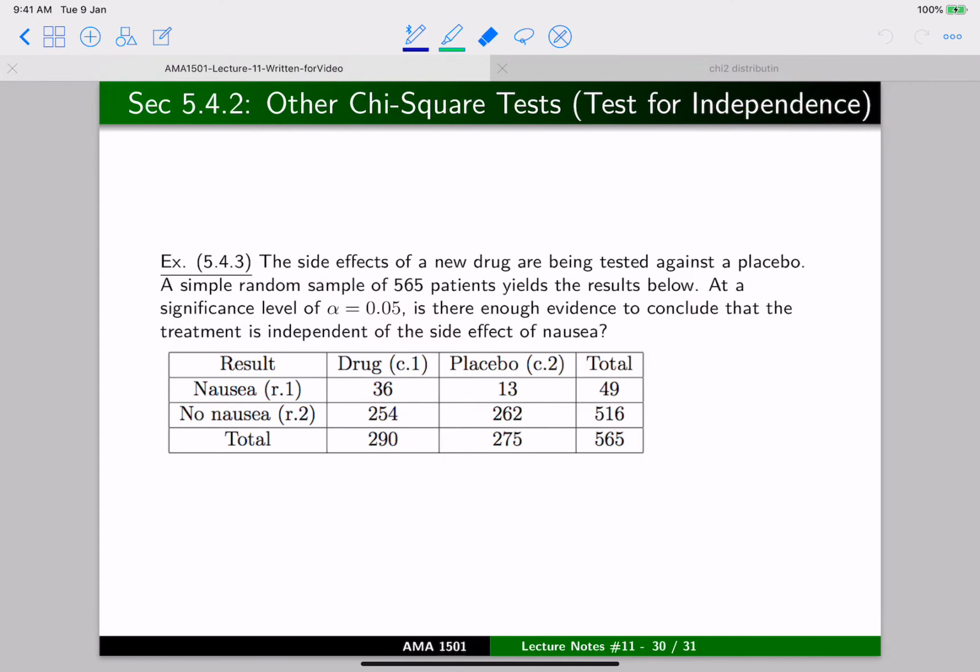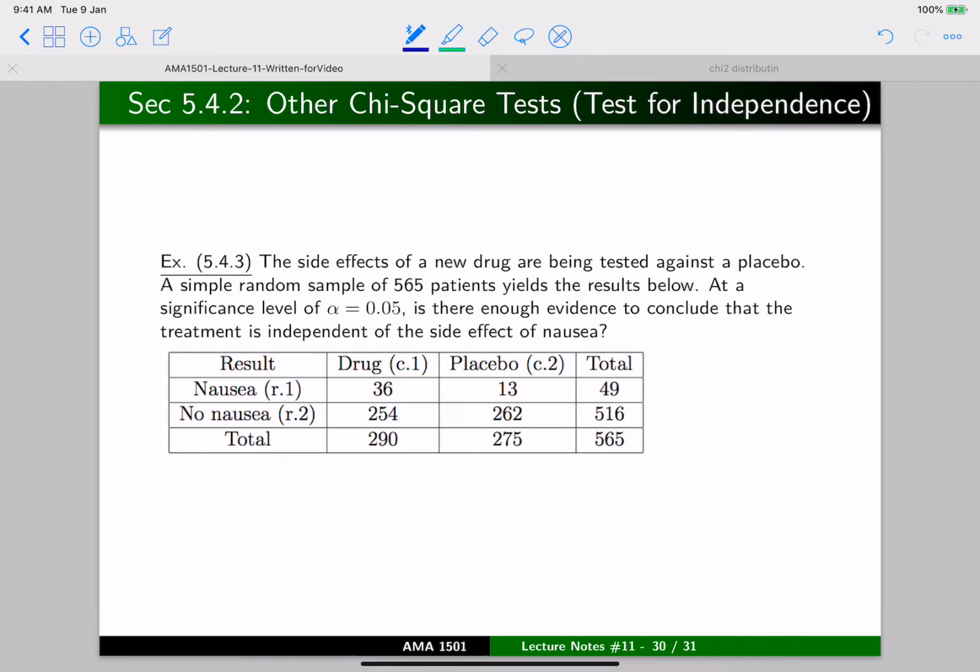Let's do one more example. The side effects of a new drug are being tested against a placebo. A simple random sample of 565 patients gave the following results below. At a significance level of 0.05, is there enough evidence to conclude that treatment is independent of the side effect?